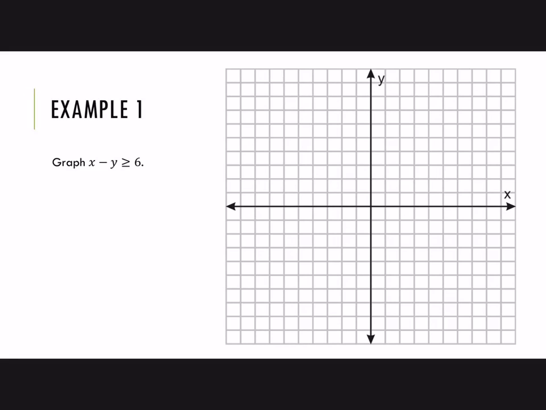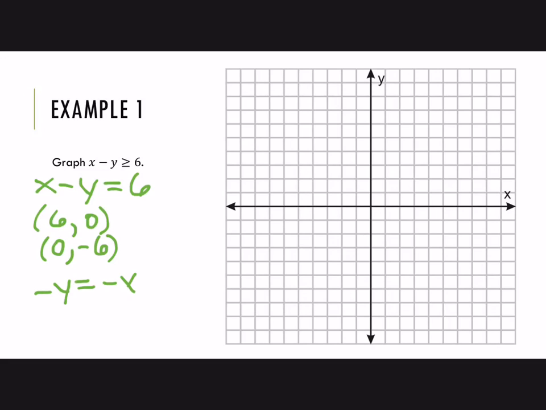So first of all, ignore the inequality symbol and just pretend that it's an equal sign and graph that line. You have a couple options. You can use y equals mx plus b, or you could use the intercepts, or really any points that you like. So if we did intercepts here, the point 6, 0 would work, and the point 0, negative 6 would work. Or slope-intercept form: subtract x, and get negative y equals negative x plus 6, and then divide by negative 1, y equals x minus 6.